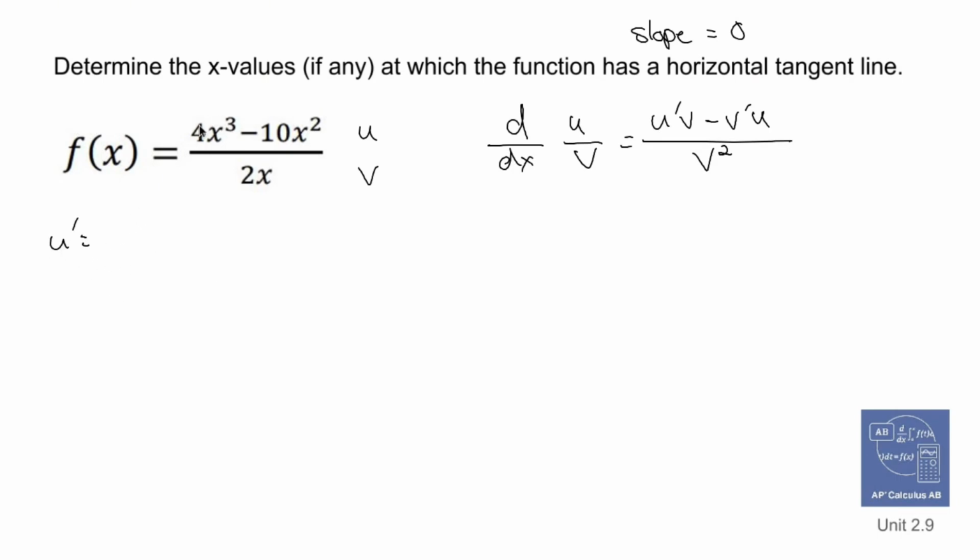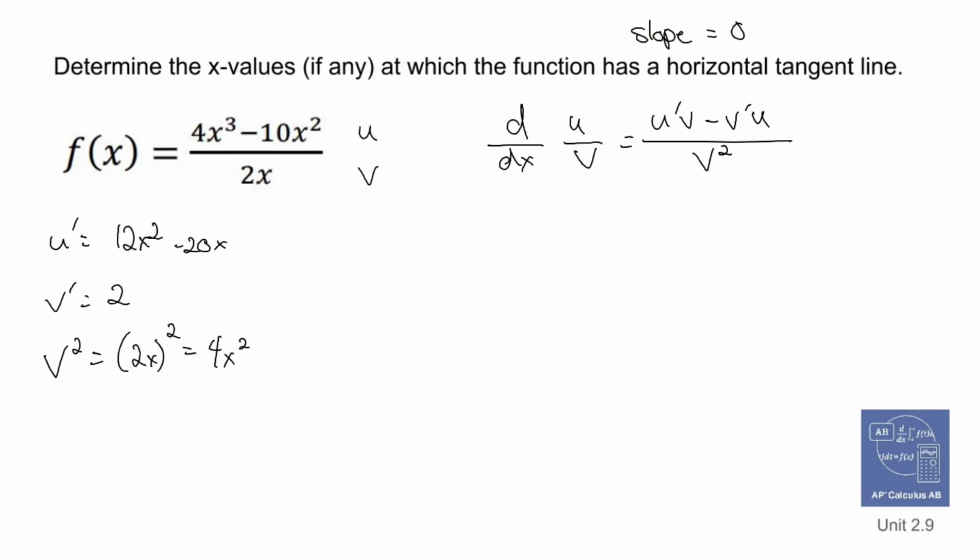Okay, so if u is 4x cubed, u prime is going to be 12x squared because of power rule. And if I have negative 10x squared, then that's going to become negative 20x because of power rule once again. V prime is going to be the derivative of 2x, which is 2 because of power rule. And then v squared is going to be 2x squared, which is 4x squared because of multiplying things.